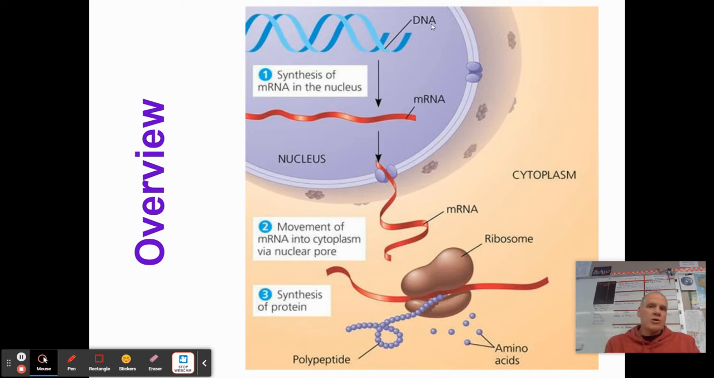Then, once that messenger RNA molecule has been created, it moves out into the cytoplasm through a nuclear pore, where it joins up with the ribosome, where translation will occur, and that's going to be the conversion of the messenger RNA message into a functional polypeptide or protein. So those are the steps that we're going to be focusing in on today. The first step is the synthesis of messenger RNA in the nucleus.